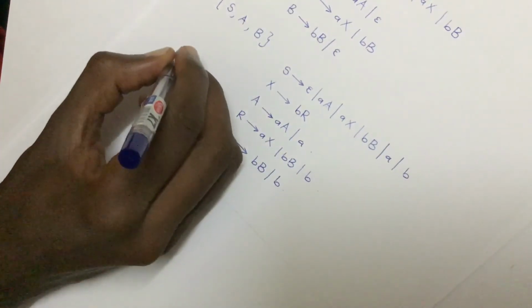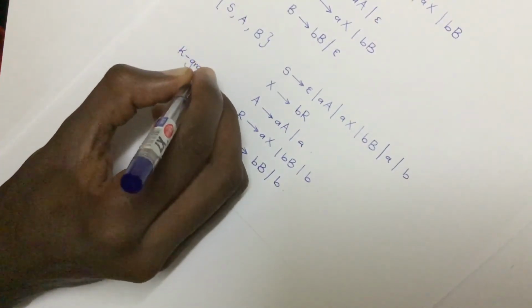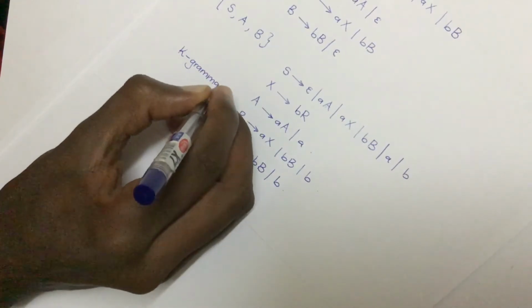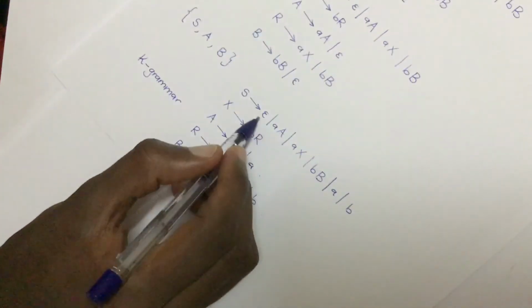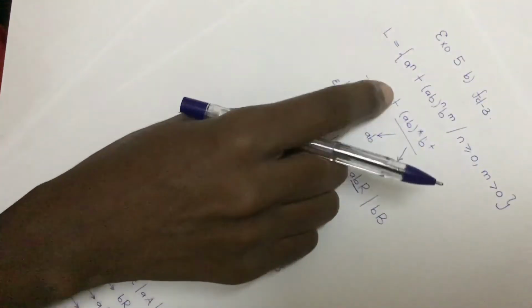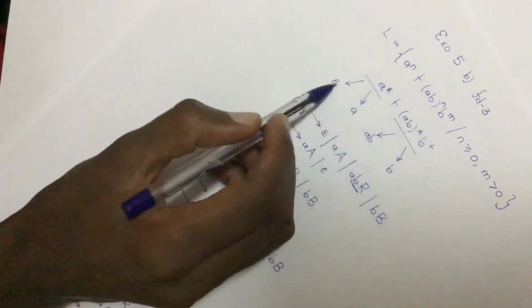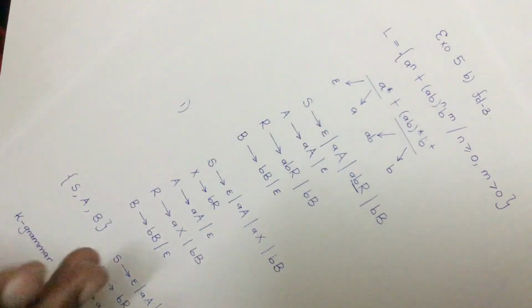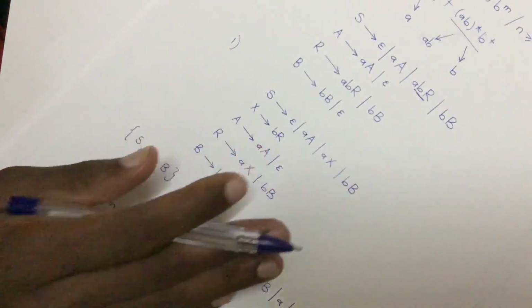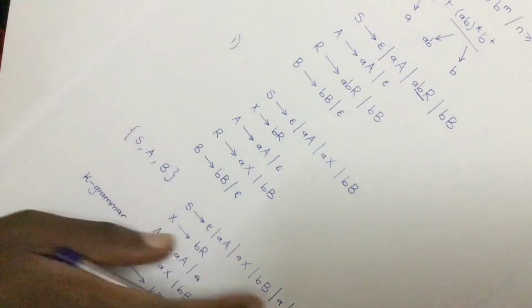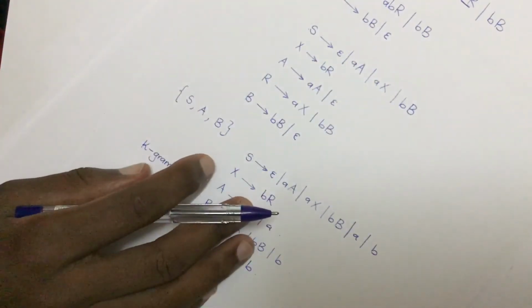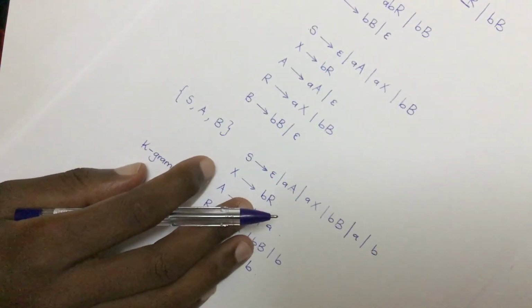Now, this is what they call the K grammar. In this case, we have epsilon here because the language has epsilon. If this can give us epsilon, that's why we have epsilon here. But if the language didn't have epsilon, then there would be no epsilon in this grammar here. Now, the third part is they ask us to determine the automaton.